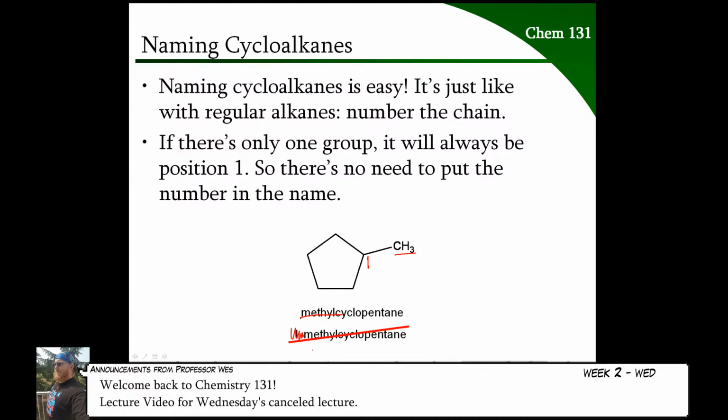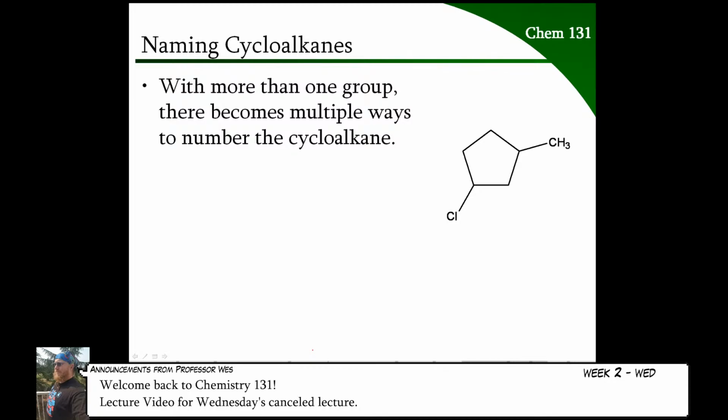If you have more than one group, then you do need the numbers. So let's look at a situation where you do have that. Now, we're going to have to number them so that the lowest possible numbers occur. So what that means is we're not going to do this, because that would put my groups on 1, 4. Instead, we're going to do this, 1, 2, 3. And so my groups occur on 1 and 3.